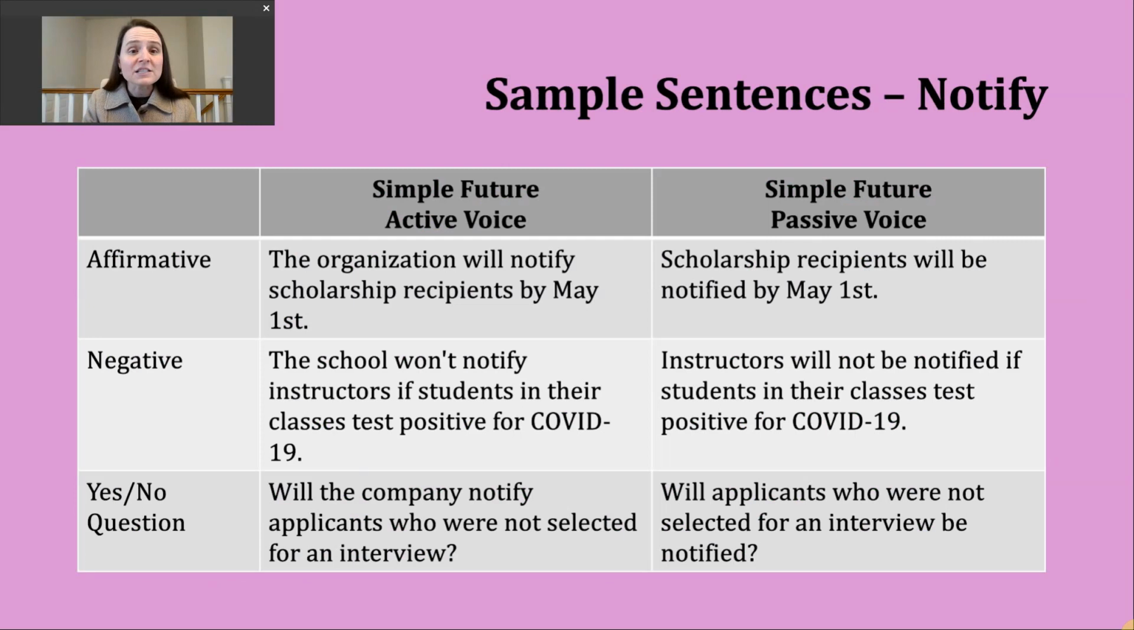Okay, so let's look at active voice because I'm confident you know this structure, right? So we're going to start with our subject, we will use will, and then we'll use the base verb. So an example here of an active voice sentence: the organization will notify scholarship recipients by May 1st. Okay. Right now, there are a lot of high school and college students filling out scholarship applications, and so you might see a sentence like this in connection to those application materials.